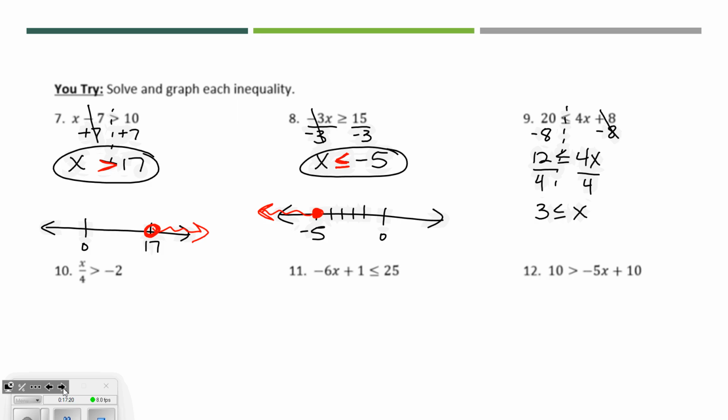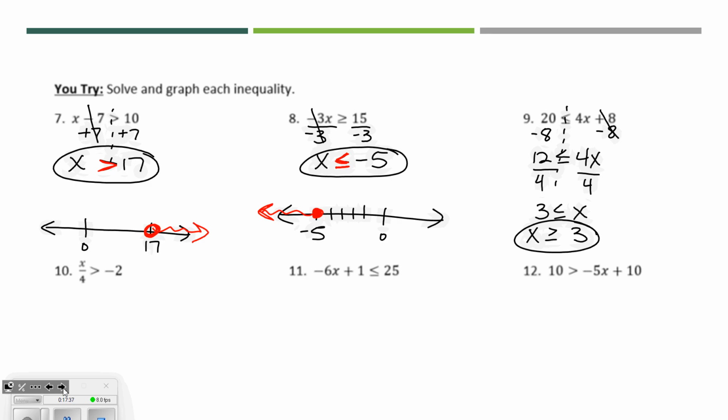And I don't like that because the x is on the right-hand side. So I'm going to flip the x and the 3 so that the x is on the left. But remember, if I flip the sides, I also have to flip the inequality. So my answer is x is greater than or equal to 3.